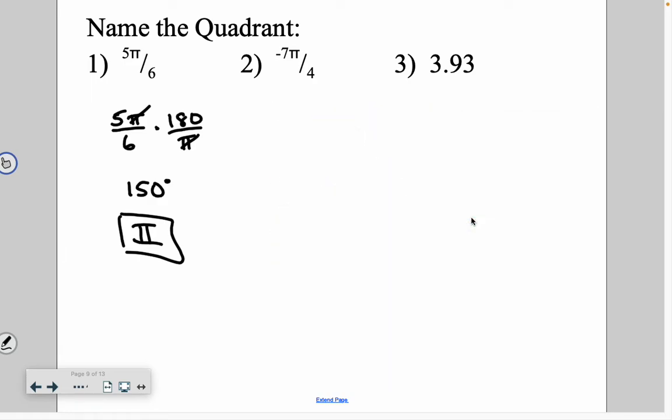All right, let's take a look. Negative 7 pi over 4. So now we're going in the negative direction. What do you think? Quadrant 1? Yes? No? Any other ideas? Let's find out. Again, if we're not sure, you convert it. Take your negative 7 pi over 4, multiply by 180 over pi. As always, the pi's cancel out.